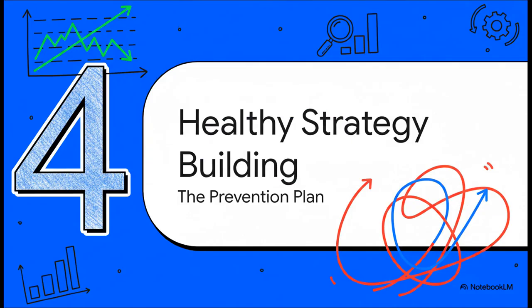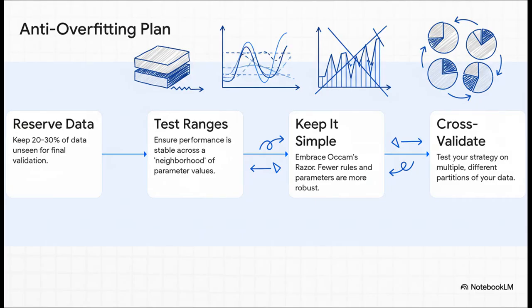All right, enough doom and gloom about the problem. Let's talk about the solution. How do you actually build healthy, robust strategies that are basically immune to this disease? Let's call this the prevention plan. So here's your 4-step vaccine against this whole problem. Step 1, reserve some data. Always, always hold back a chunk of your data, like 20 or 30%, that your strategy development has never seen. This is like the final exam.